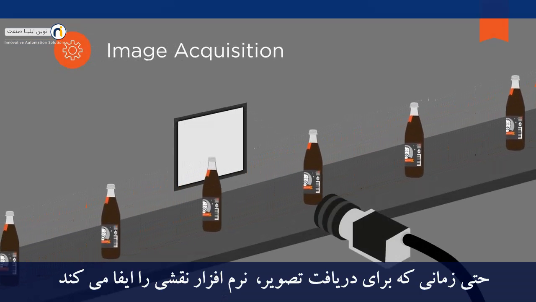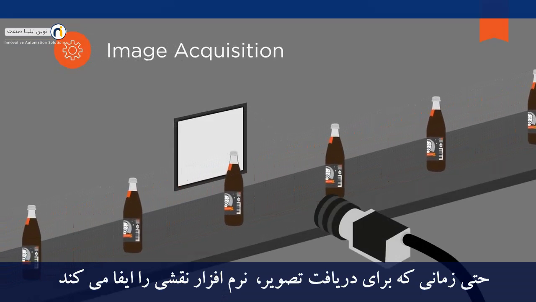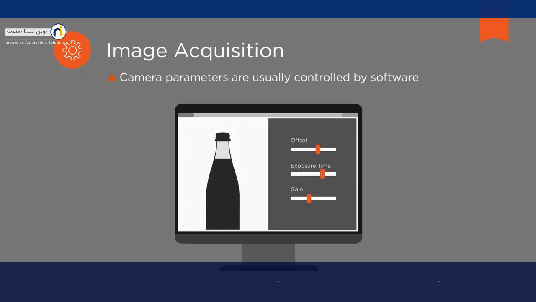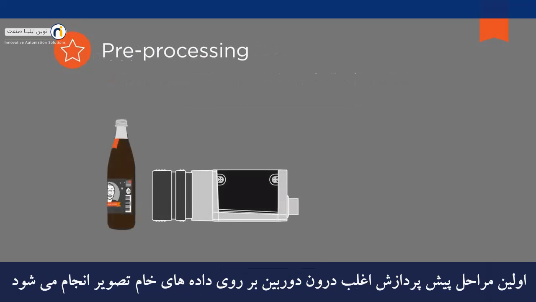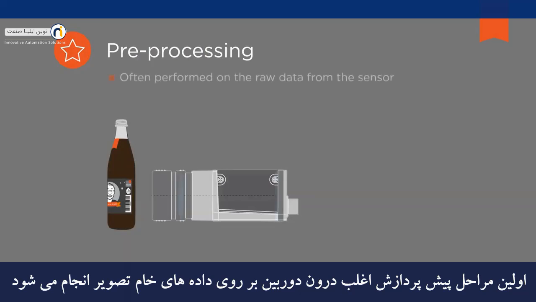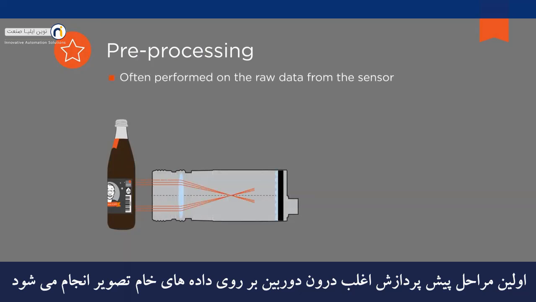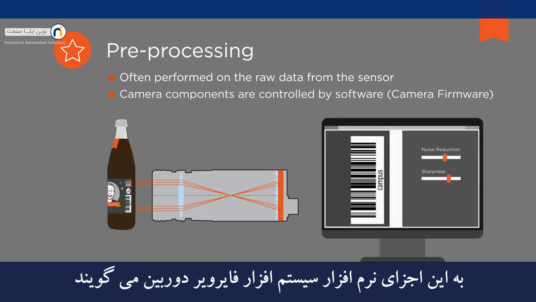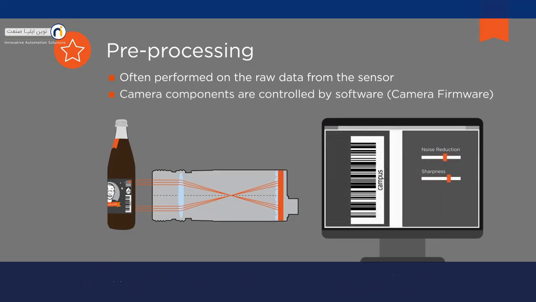Even when preparing for image acquisition, software plays a role. Camera parameters such as the length of the exposure time or gain and offset are usually controlled by software. In the camera itself, the first pre-processing steps are often performed on the raw data from the sensor after image acquisition. For example, to correct image distortions or to influence the characteristics of the sensor. These software components are called camera firmware.